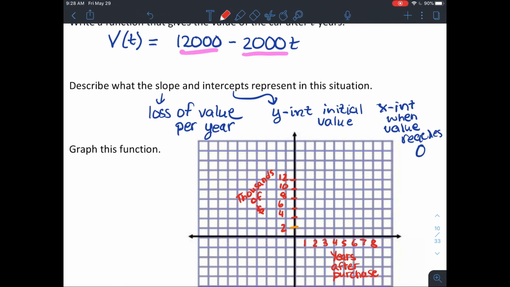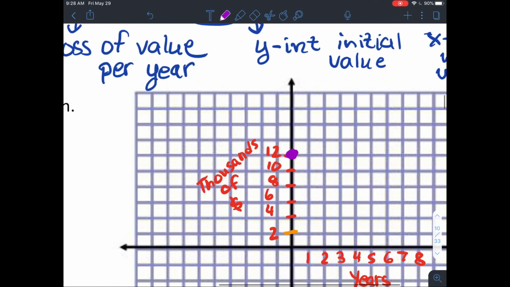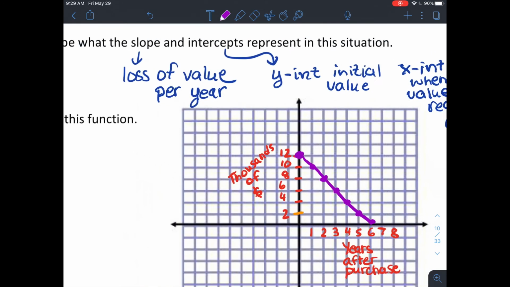My initial value, my y-intercept, was $12,000, and then it's decreasing at a rate of $2,000 per year. That's not 2 boxes, it's $2,000, which actually is only 1 square on my grid. So in 1 year, it loses $2,000 value. And then really my car's value can't go negative, so I'm going to stop it right there.